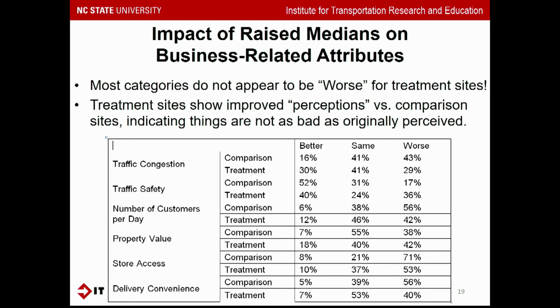And from a safety perspective, if we look at these, better and the same together, it's roughly about the same. And then you can kind of go down the list here for delivery convenience.